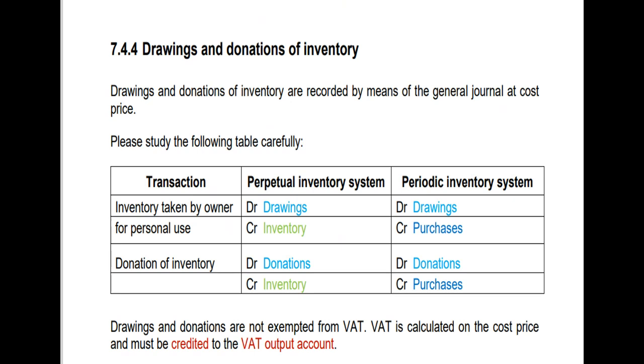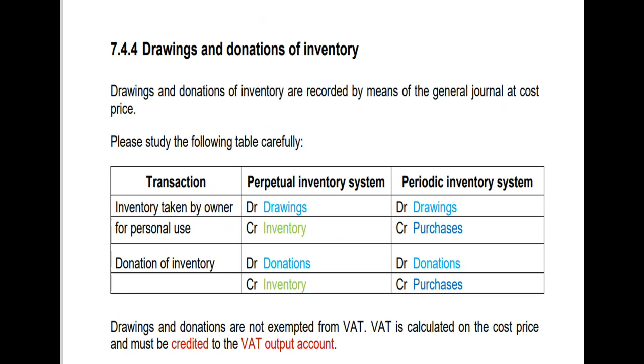Again, under the perpetual inventory system, the donation of inventory. What are you going to do if the business donates inventory? It means inventory is reducing. We know now we're going to credit inventory. What are we going to debit? We need to debit the donations.